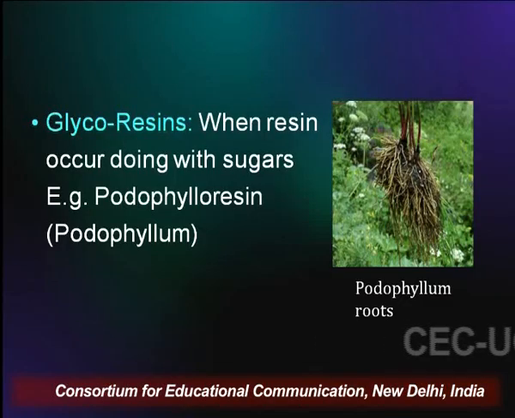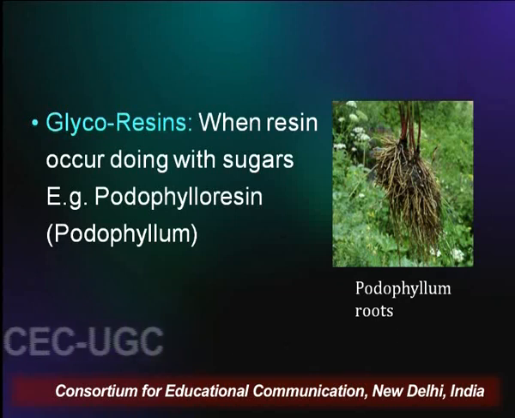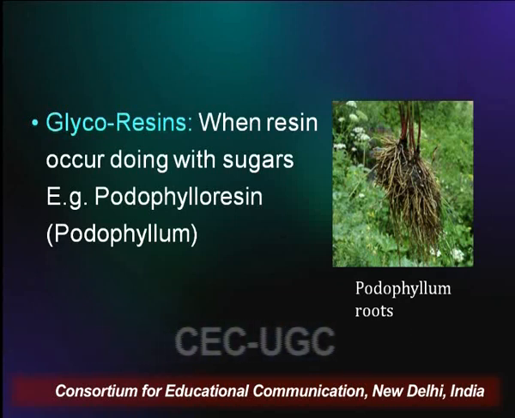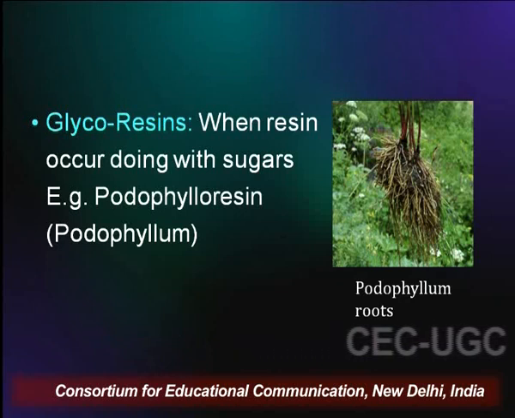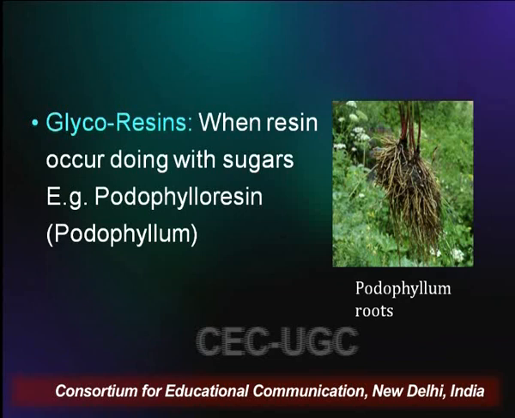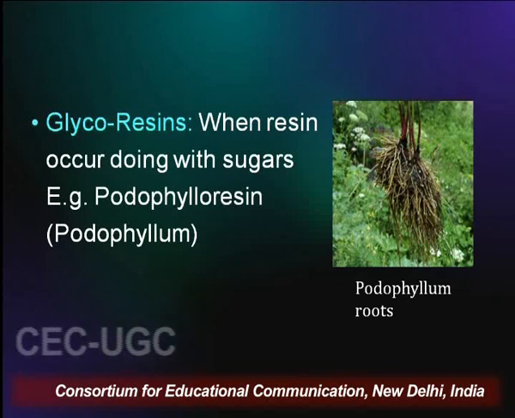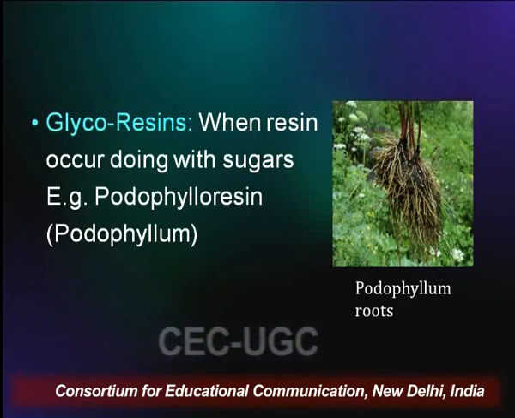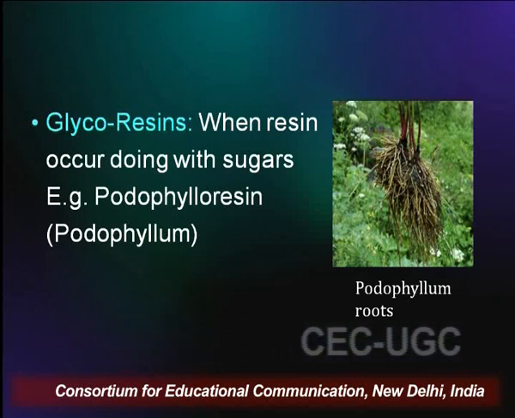Another category of resins is the glycoresins. As the name indicates, glyco means glycoside, and glycosides are secondary metabolites which occur in combination with sugars. So when the resins occur in combination with sugars, they are known as glycoresins. The common example is podophyllum resin, which is obtained from the roots and rhizomes of podophyllum.